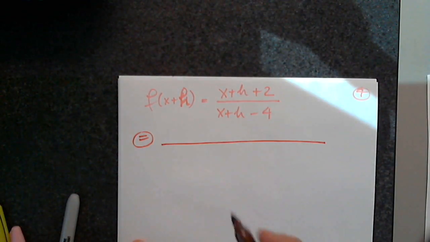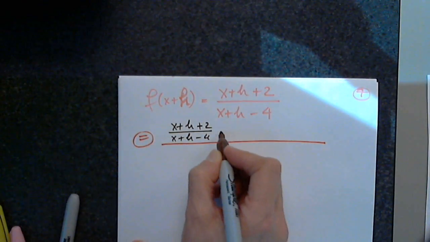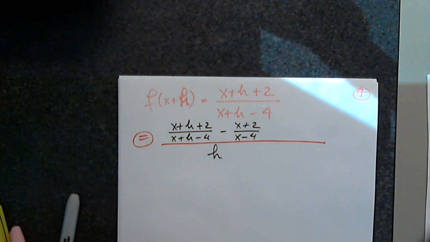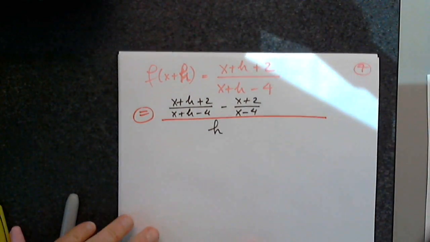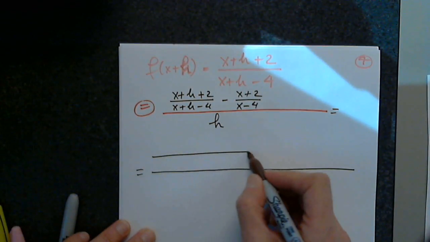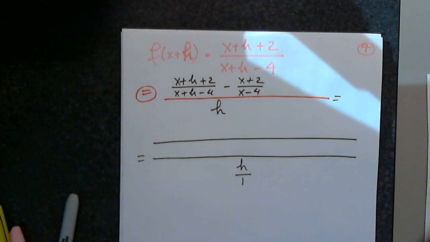Okay, but if you're careful, when you replace, x plus h plus 2 over x plus h minus 4 minus x plus 2 over x minus 4, and divided by h. So this is a difference quotient. And I know now that my next step has to be where? Lowest common denominator. Right. I have to find the least common denominator at the top. And h in the denominator becomes h over 1, which is the same thing. But I'm preparing it for flipping it. That's why I wrote it as h over 1.